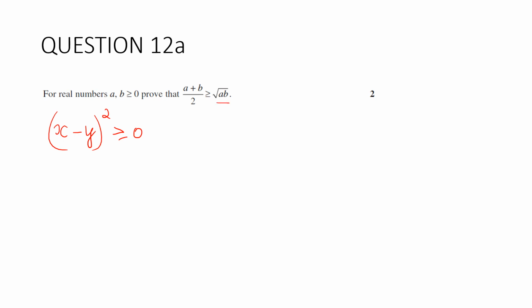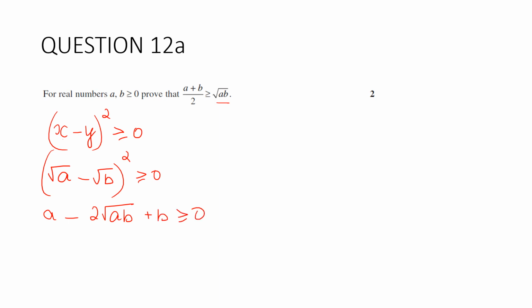Now you can see this square root here. I don't want squares. I'm going to substitute in and say, well, that means that (root a minus root b) all squared must be greater than or equal to 0. Now let's expand. It gives me a minus 2 square root of ab plus b is greater than or equal to 0. So a plus b is greater than or equal to 2 root ab. Divide by 2 and we have it.